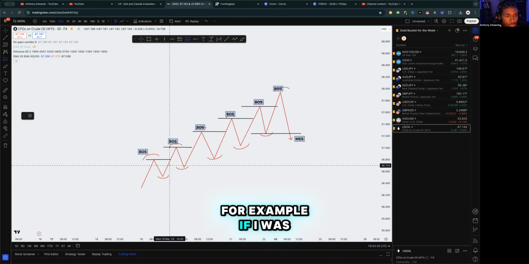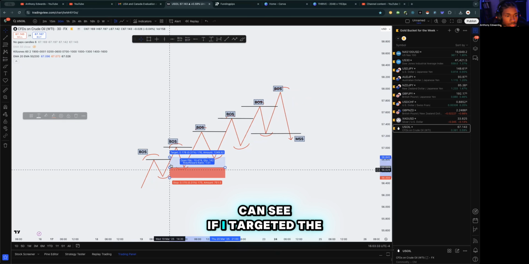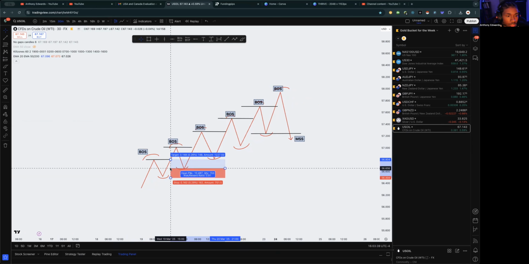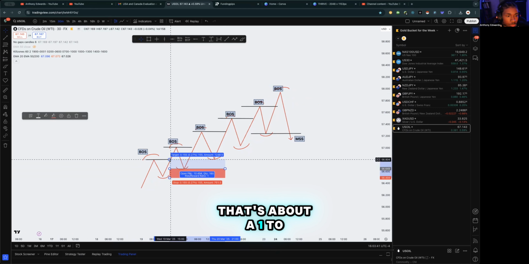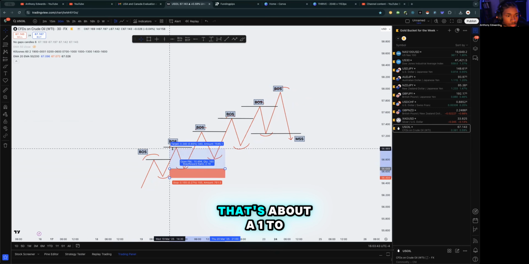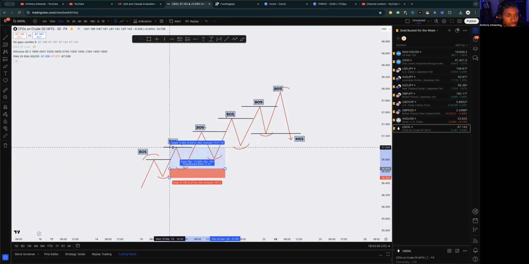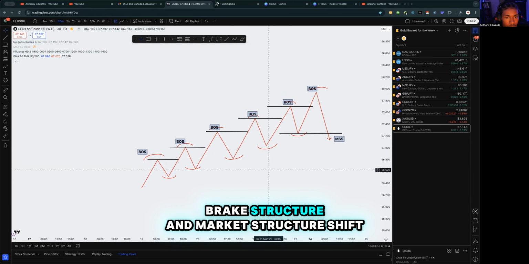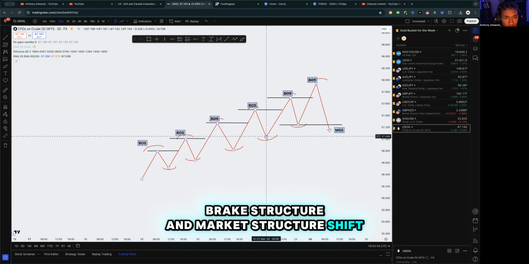For example, if I was to put this here, you can see if I targeted the, that's about a 1 to 1. If you held it, that's about a 1 to a little over 2. But yeah, that's the difference between breaker structure and market structure shift.